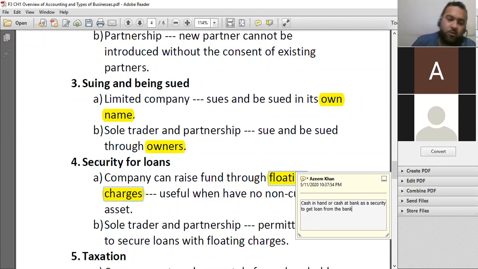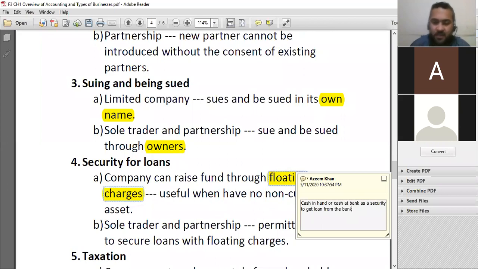Now what is a floating charge? If you are going to the bank for a loan and you don't have any non-current asset to be used as security. For example, normally they will demand your property papers. Then you have to keep the property papers with us, then we are going to give you a loan. But if the company doesn't have any non-current assets, any property, and they need funds from the bank, they can take a loan on a floating charge. It means they will tell the bank that we don't have any non-current asset, but we have large resources of cash, and we have cash at bank.